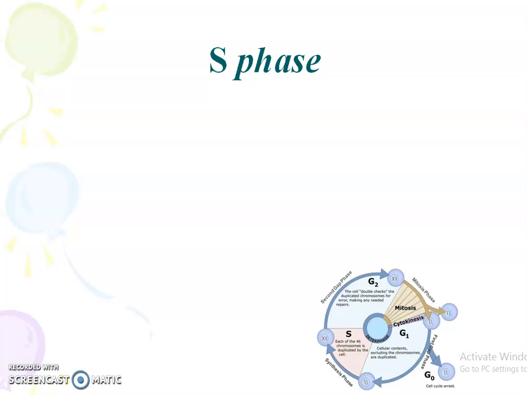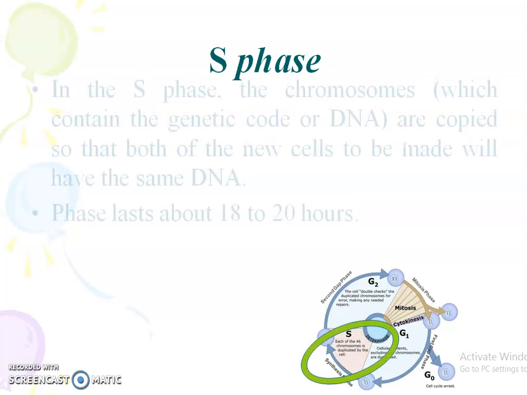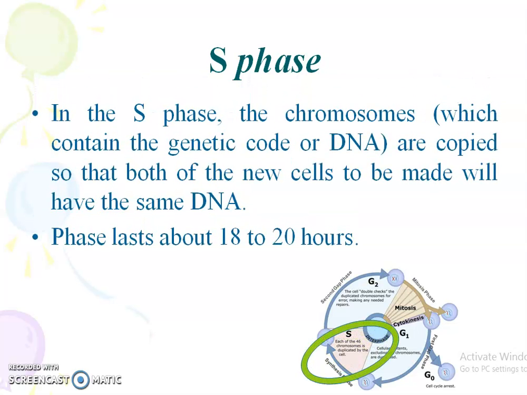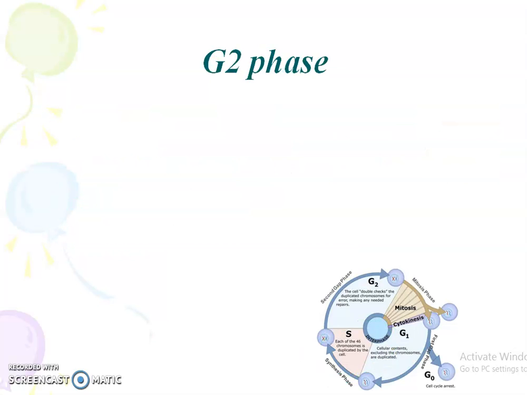Next is the S phase. In S phase, the chromosomes, which contain the genetic code or DNA, are copied so that the 2 daughter cells will have the same genetic code, made with the same DNA. This phase lasts for 18 to 20 hours.